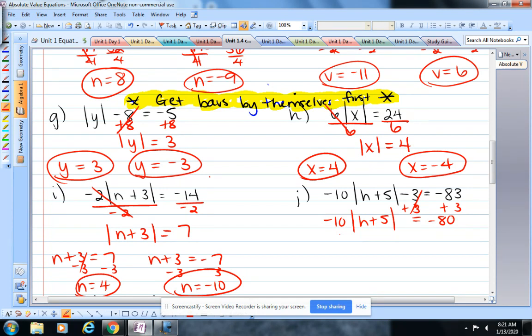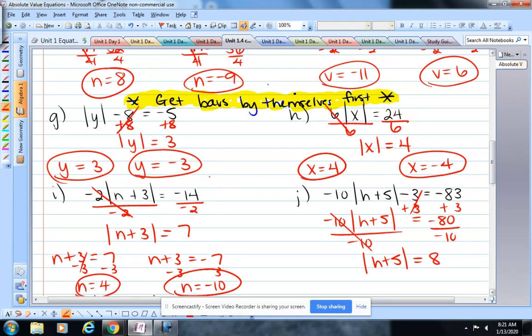Divide by -10. And y'all see how it's kind of important that you make sure your bars are longer than a 1 would be, right? You might see that and think it's 51 instead of an absolute value bar. So make sure your bars are taller than what you would make for a 1. So divide by -10, and I get the absolute value of h plus 5 equals what number?